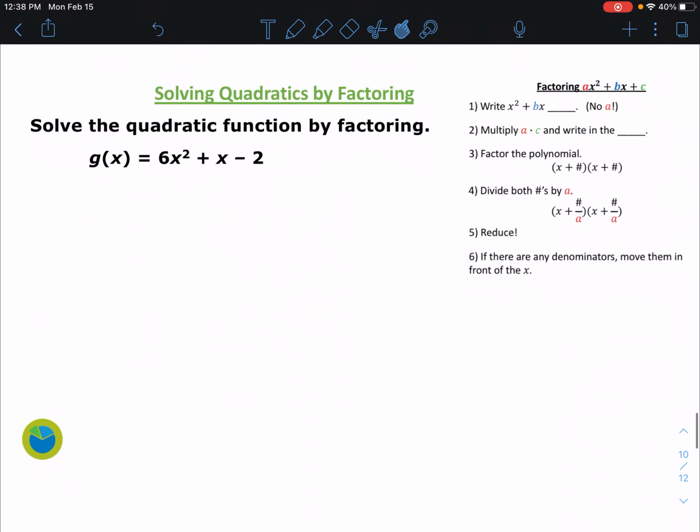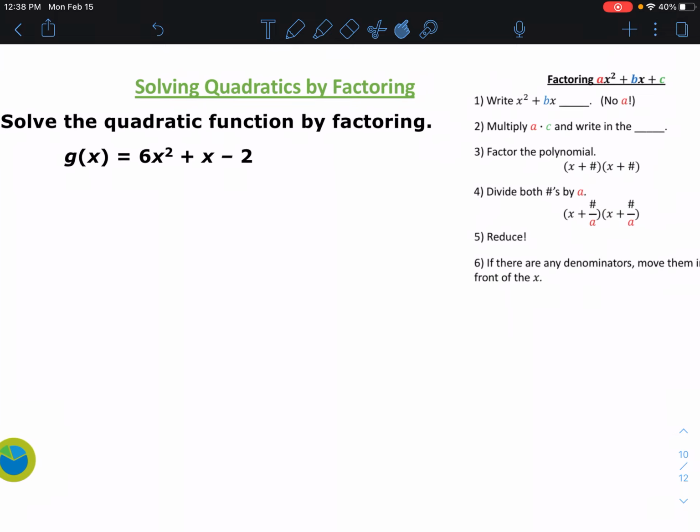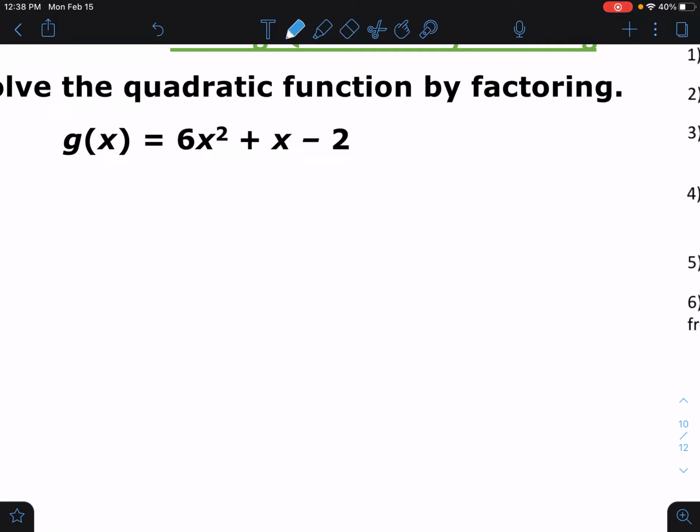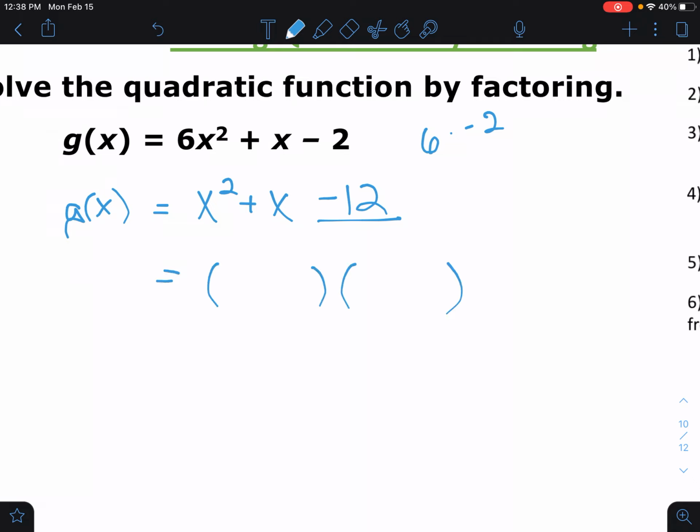Let's try one more to make sure we're good. A little practice with this. Okay, so again, I'm just going to follow these steps that are on the right. So x squared plus x. In the blank, I'm going to write a times c. So this would be 6 times negative 2, negative 12. You can keep this as g of x if you want. I'm going to factor two numbers that multiply to be negative 12 but add up to be 1, which would be positive 4 and negative 3.